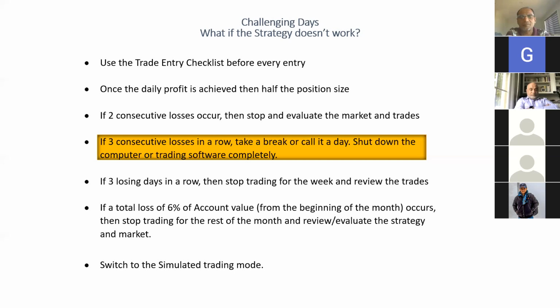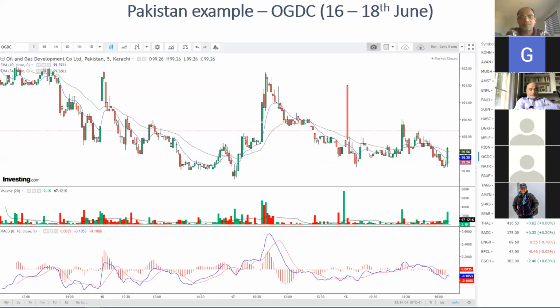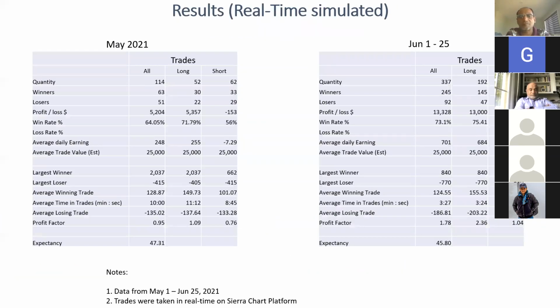Switch to the simulator. Now, guys, I've been testing this strategy for the last 2 months, so I'm going to show you the actual results. May and June 1 to 25th, which includes the Friday as well. In May, on this account, I took 114 trades. Those were simulated, my real money was not being traded. Out of those 114, 52 were long and 62 were shorts.